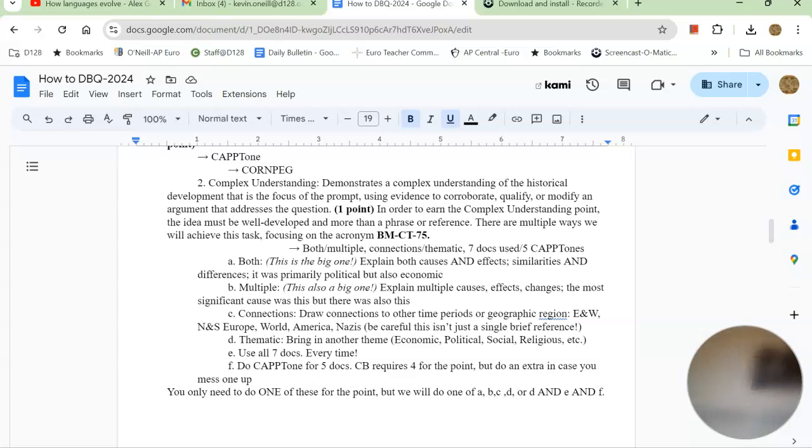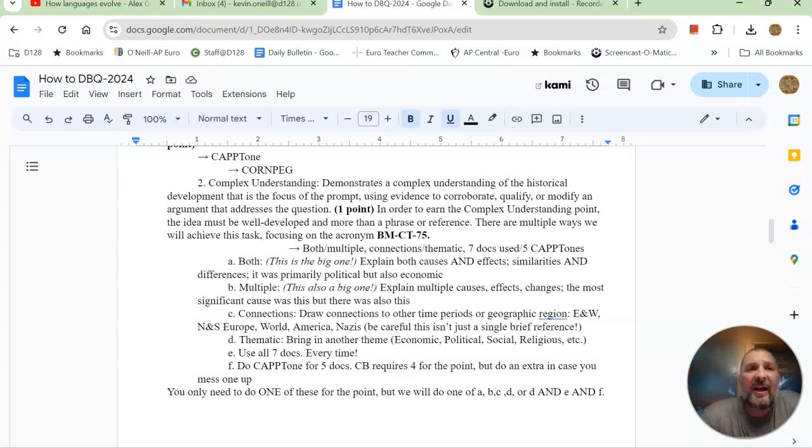BMCT 75. Take my word for it. I don't know why I can't get it. There we go. BMCT 75. That stands for both, multiple, connections, thematic, and then 7 docs used in CAP TONE. So both and multiple, these are the 2 big ones. These are going to be our money makers on this.